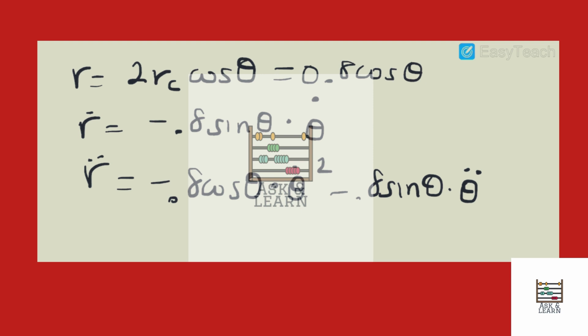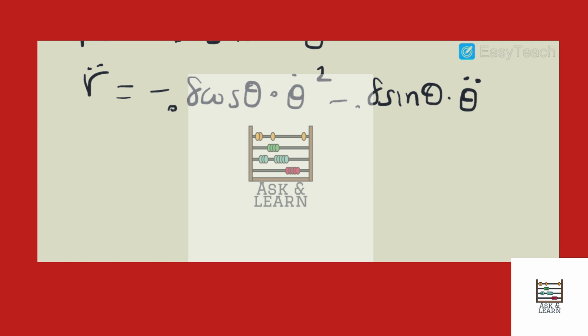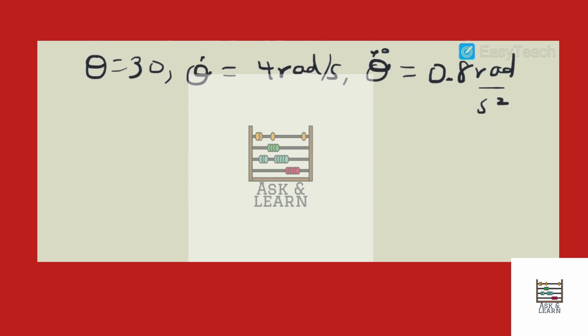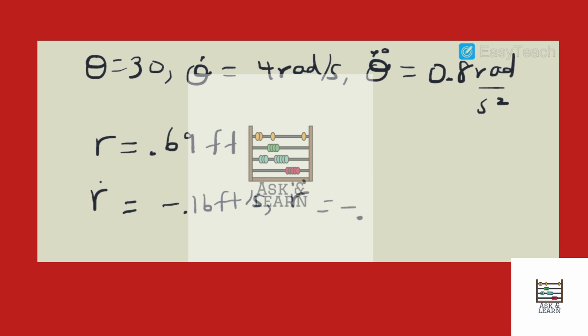So what we can do is, knowing that at theta equal to 30 degrees, theta dot is 0.4 radians per second and theta double dot is equal to 0.8 radians per second squared, we can go ahead and solve for our r, r dot, and r double dot. By plugging in all the information, r is going to be equal to 0.69 feet. We know r dot is going to be equal to minus 0.16 feet per second. We know r double dot will be equal to minus 0.431 feet per second squared.